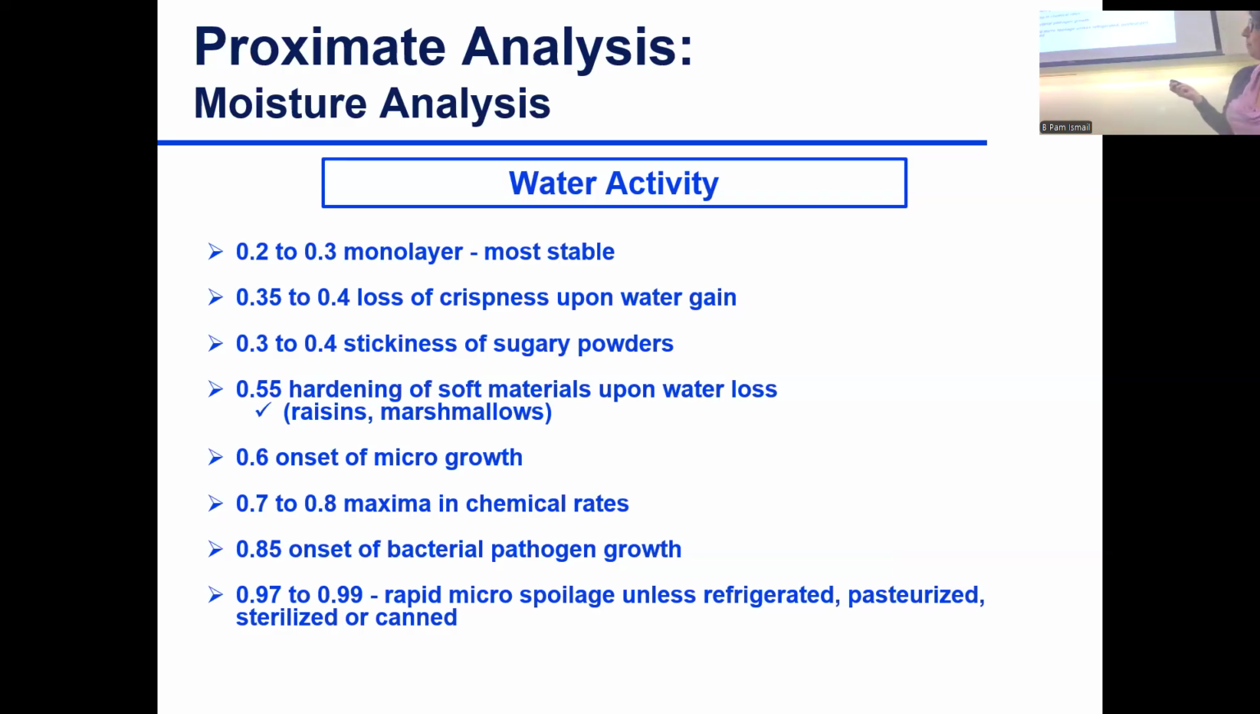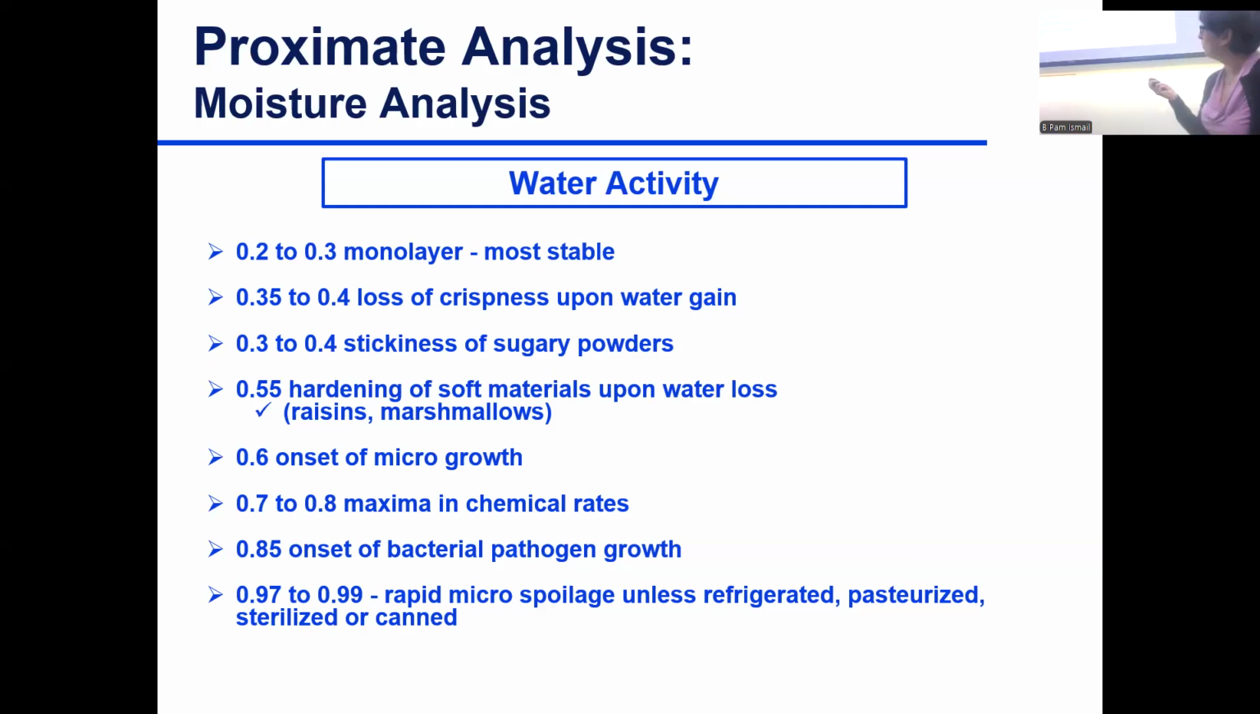And then 0.55, hardening of soft material upon water loss, like raisins, marshmallows. If they lose water under 0.55, then they become hard. That's why sometimes with marshmallows, if you open the bag and leave it, it will just harden over time.